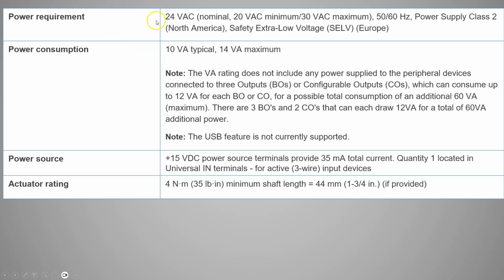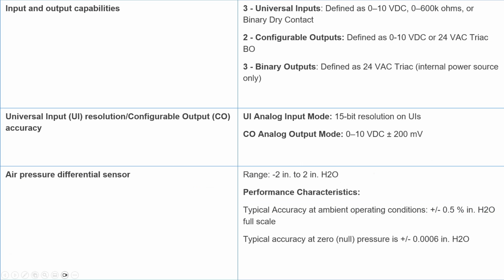Power source. All the Johnson controllers cannot be powered in North America from DC voltage. They all take 24 volts AC to power them up. It can go all the way down to 20 and all the way up to 30, right? But 24 is what it's looking for. AC voltage only. So you cannot take a battery pack and plug it up to a controller and expect that controller to power on. Okay, it will not.